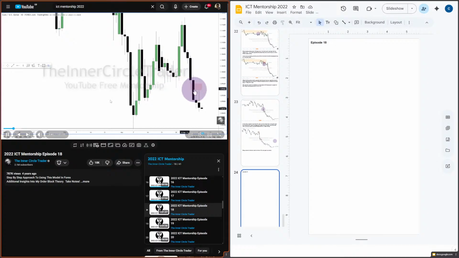This low here, or the discount low of the fair value gap? In other words, this candle's high. Clearly, it's this candle's high.